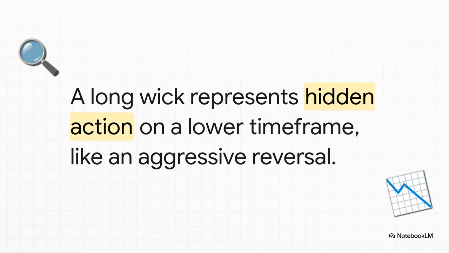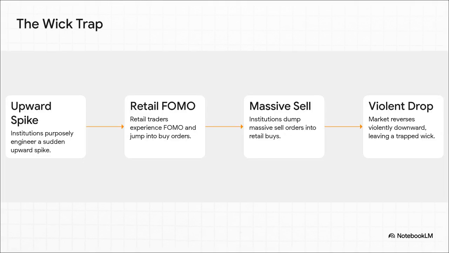But if you were to grab a magnifying glass and zoom into, say, a 5-minute chart during that exact same hour, you wouldn't see a straight line at all. You'd see a massive, multi-candle upward trend followed immediately by a violent, aggressive crash right back down. Let's walk through how this actually builds into a deliberate trap, step by step. Why does that sudden upward trend and violent crash happen in the first place?